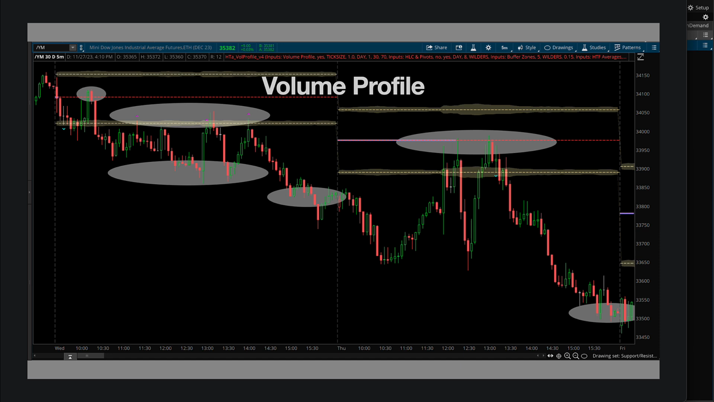But first, I want to show you the same chart. Now, this is exactly the same chart, but this is the TPO profile.